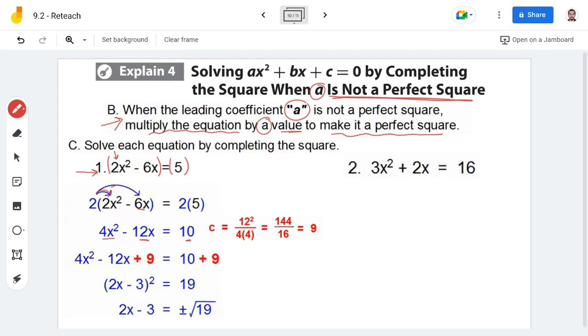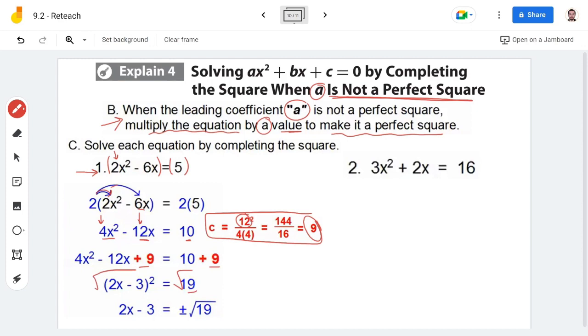Now, solve it as we learned in the previous slide. You'll find c. So we know this one is b, this one is a. Do it in the calculator. You can get 9. Then you add 9 for both sides. 10 plus 9 is 19. Then you can use square root for both sides. Okay, then you can get the answer, which is easy.